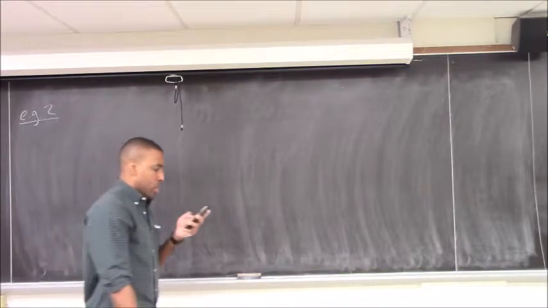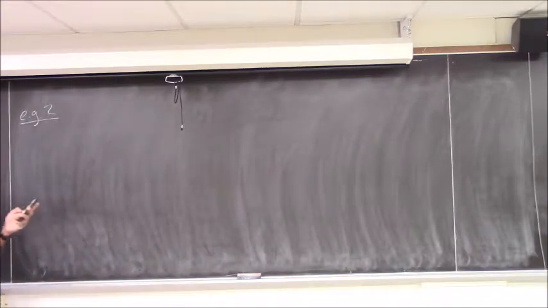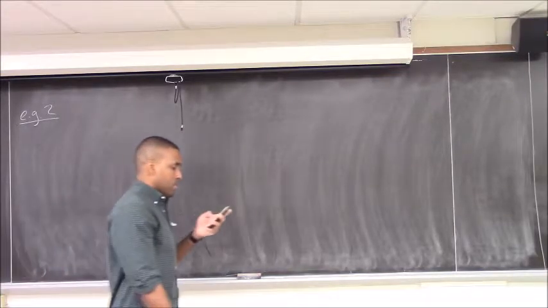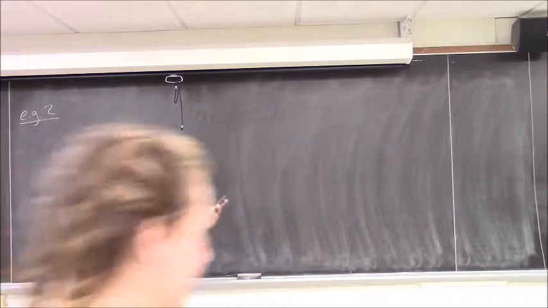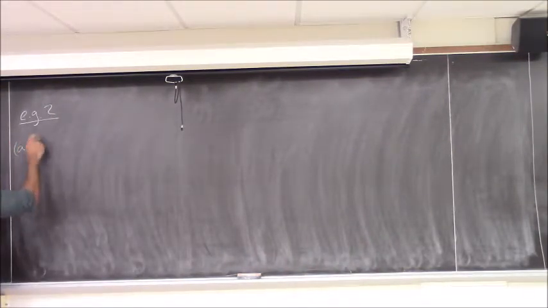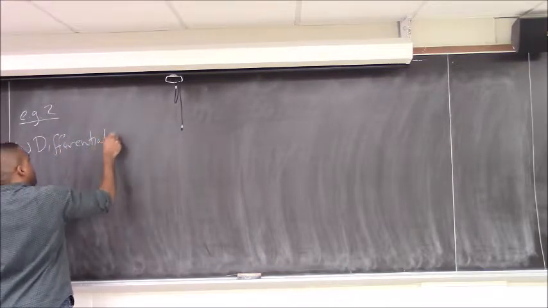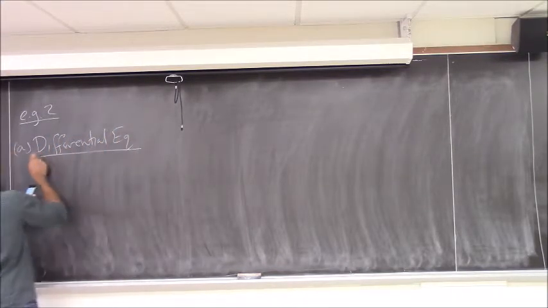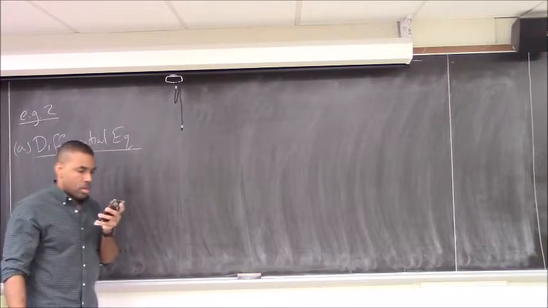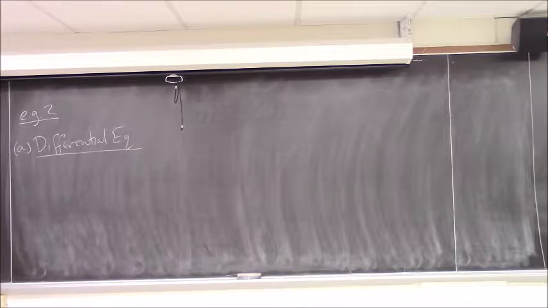The half-life of a radioactive substance is 30 years. Suppose we have a 200 milligram sample of the substance. Let P of t be the mass remaining after t years. Find a differential equation satisfied by P of t. What's the differential equation satisfied by P of t?